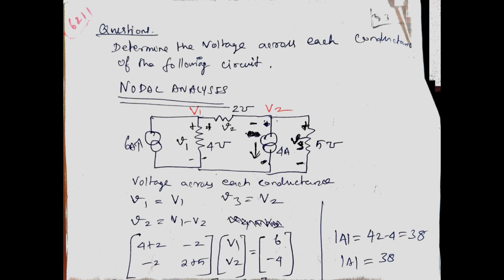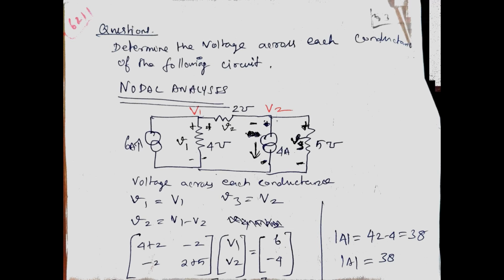Determine the voltage across each conductance of the following circuit. That is the question, by the nodal analysis method. 6 ampere source and 4 ampere source. 6 ampere is in the rising direction: left side put minus sign, right side put plus sign, minus to plus. 4 ampere is in the downward direction: left side put plus sign, right side put minus sign.